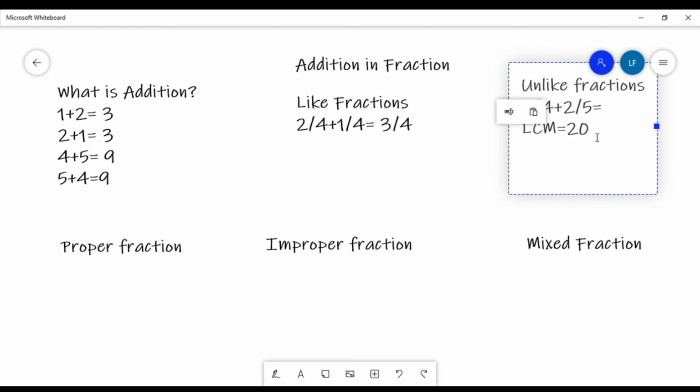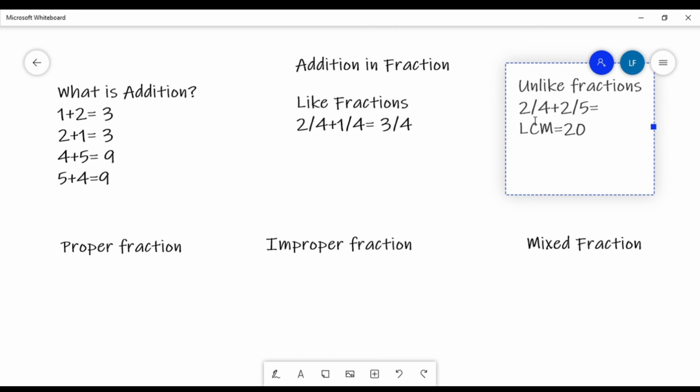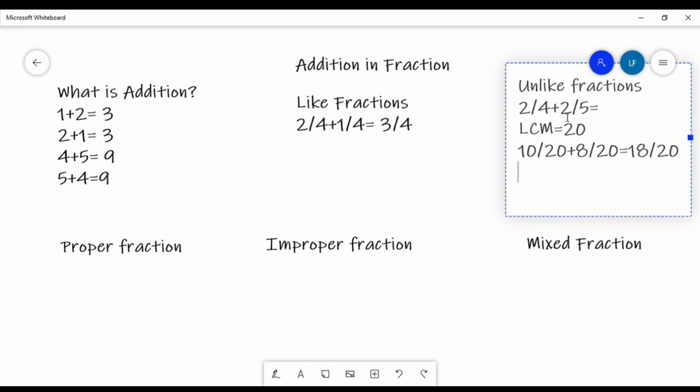So if you multiply 4 by 5, then you'll have to multiply 2 also by 5. So that means 10 by 20, which is added to 5 into 4 equals 20 into 2 equals 8. So 8 by 20, which equals 18 by 20, which of course we can simplify more and it will be equal to 9 by 10.